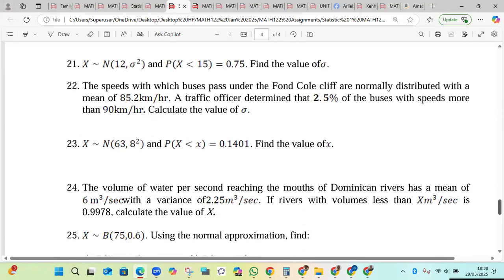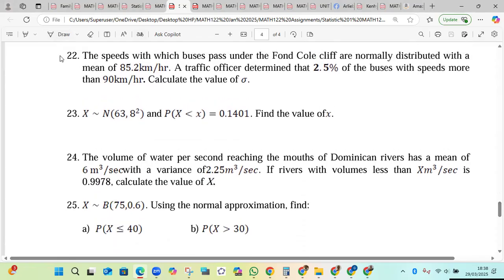It says the speeds with which buses pass under the Foncole Cliff are normally distributed with a mean of 85.2 kilometers per hour. So the mean is 85.2. A traffic officer determined that 2.5% of the buses have a speed of more than 90 kilometers. Calculate the value of sigma, the standard deviation.